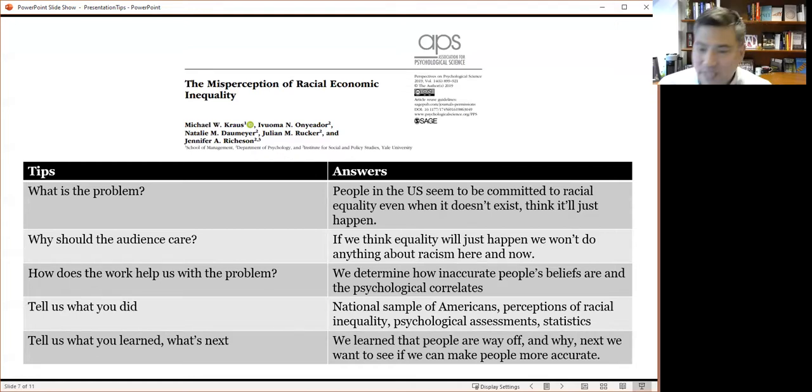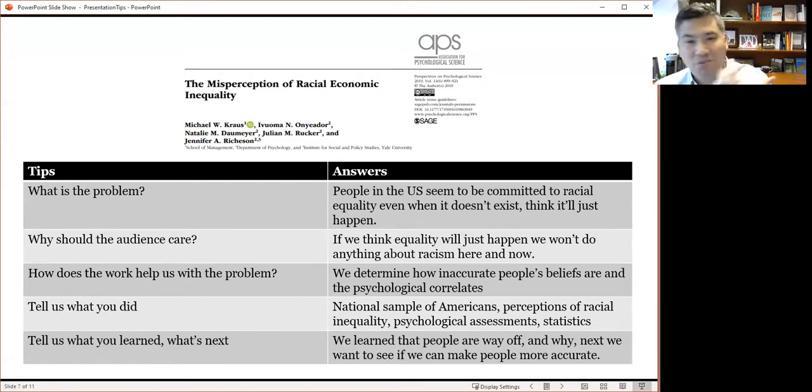And when we talk about what we did, what we have is this sample of Americans. It's just people across the United States, and representative of the United States in terms of income and racial demographics. We ask them to make estimates of the level of racial inequality in society. We have the scale that's 0 to 200. It says if white families have 100 of wealth, how much do Black families have on average?